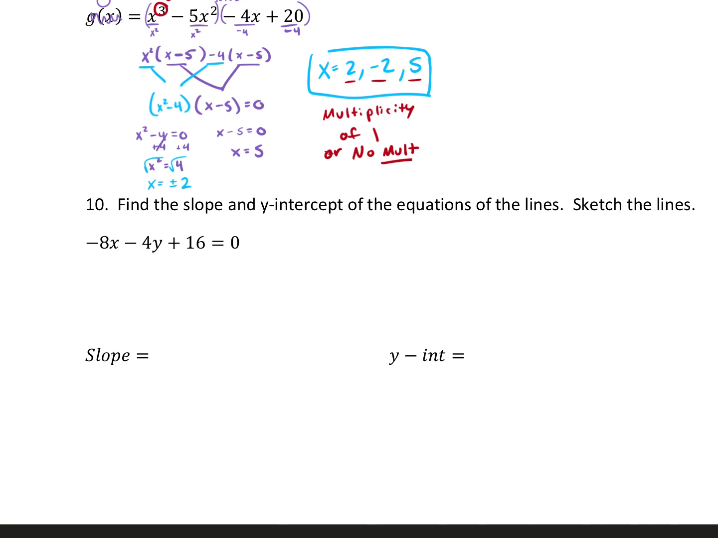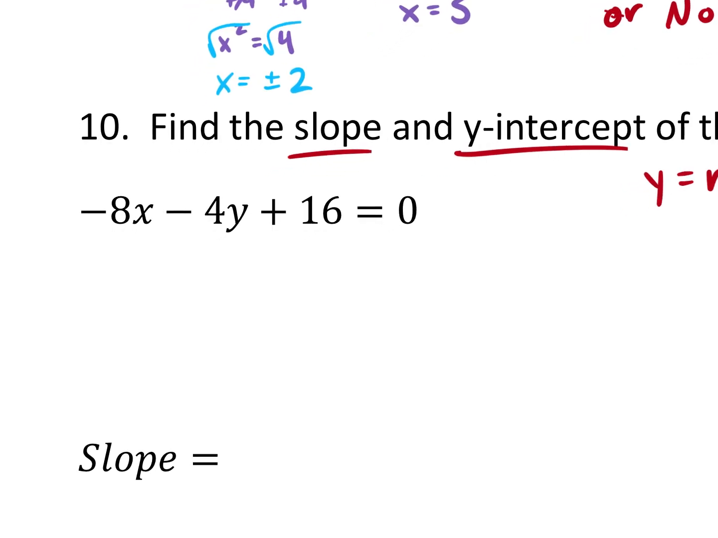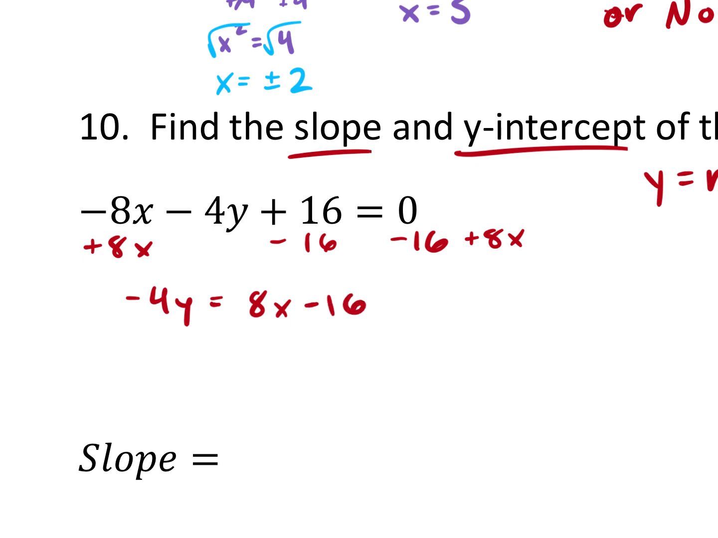Number 10, we have to find the slope and the y-intercept of the equations of the lines and sketch the lines. So to find the slope and the y-intercept, it'll help to put it in slope-intercept form, so y equals mx plus b. So we can rearrange our equation here. I'm going to start by subtracting the 16 to the other side and adding the 8x. So negative 4y is equal to 8x minus 16. And then divide everything by negative 4. So y is equal to negative 2x plus 4.